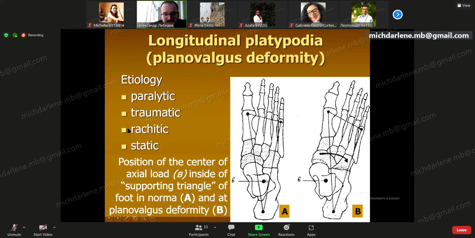The position of the center of the axial load here is not the same as in the normal position. That's why we have a torsion of the mid area of the feet, and like this we have a plantar valgum deformity. How can you understand it? You must make the X-ray and check the position of all of these spots, and if you see that this angle increased, you understand that your patient has a plantar valgum deformity.